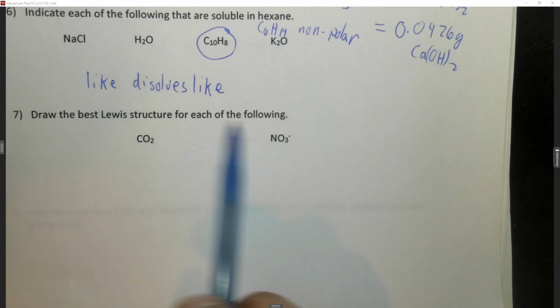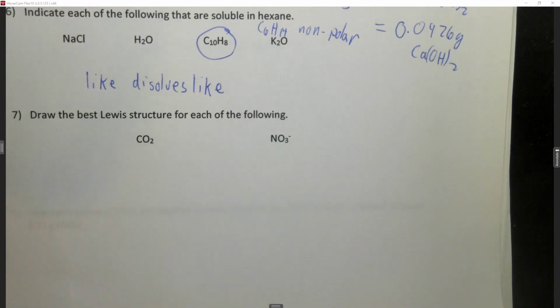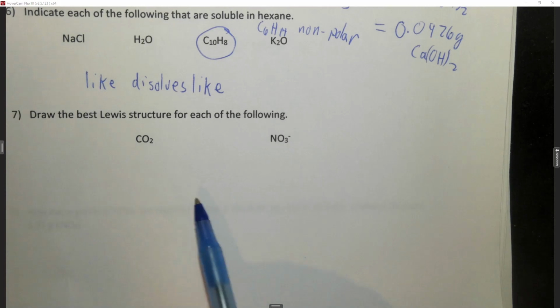Number 7 says, draw the best Lewis structure for each of the following. On this playlist, I'm also going to attach a video where I go over Lewis structures in great detail. It's nearly an hour long, and it goes over the rules for drawing Lewis structures. But in this example, I'm not going to do that. I'm just going to go over these relatively quickly.